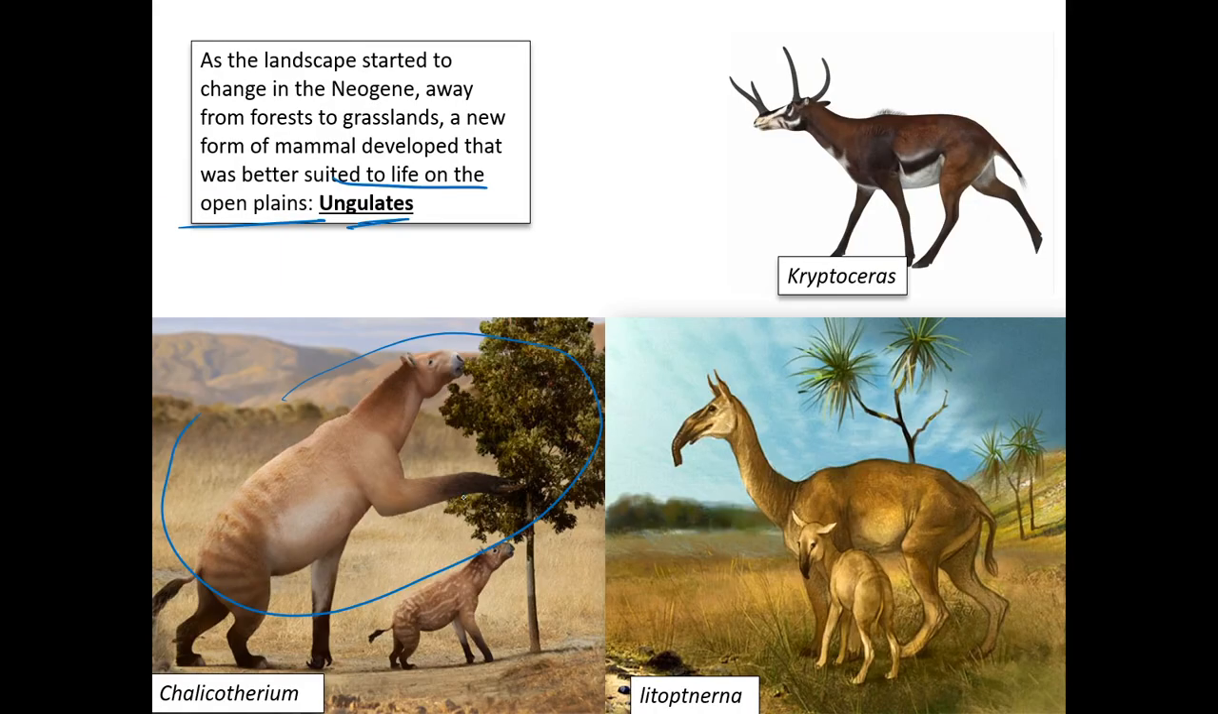This was kind of an interesting one because it had these claw-like hooves that it could use to grab trees. So this is Chalicotherium. These are early ones during the Neogene.